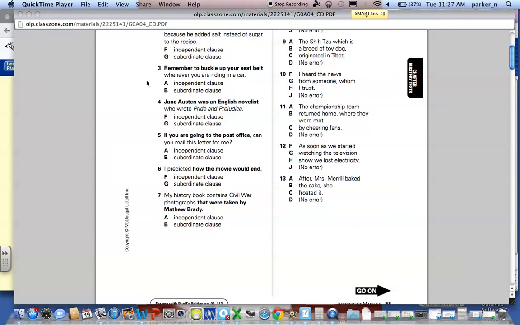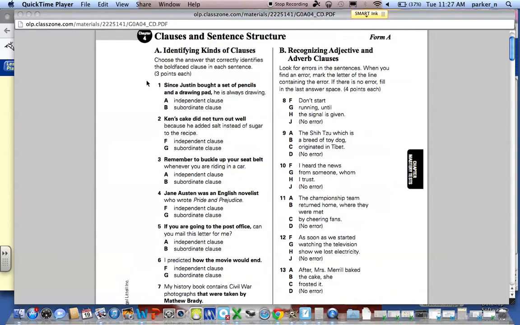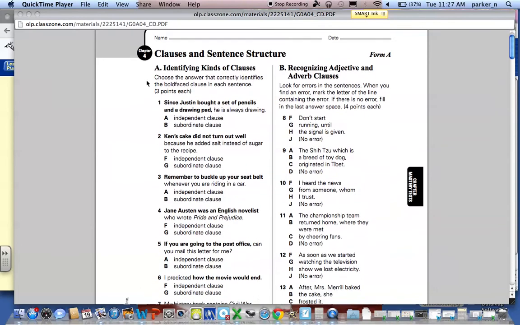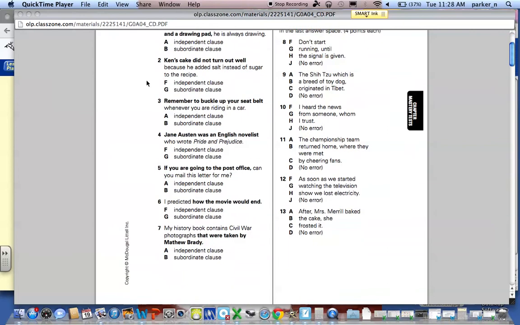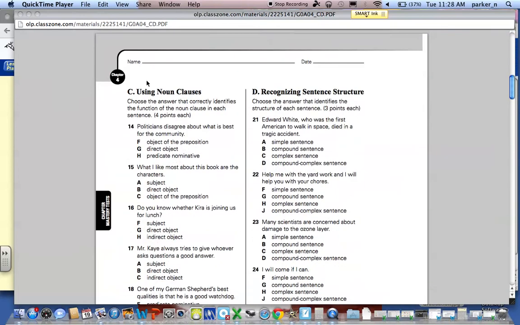And finally, number 7, that were taken by Matthew Brady. Again, subordinate clause, cannot stand alone, begins with the introductory word that. Remember, your clue is to look for those introductory words. The second section of this quiz will be unlike what they have here, so I'm not going to use this one. You know me, I don't like these, so I'm skipping that.